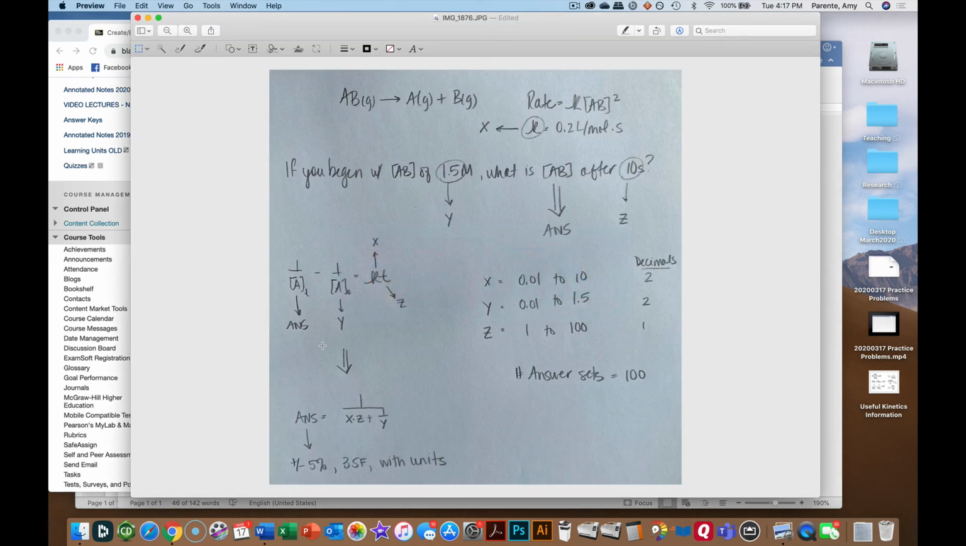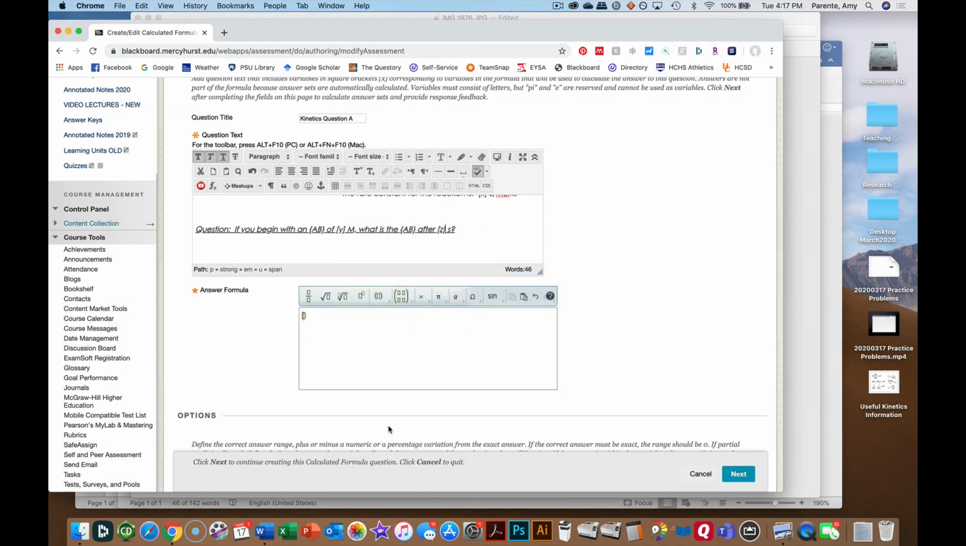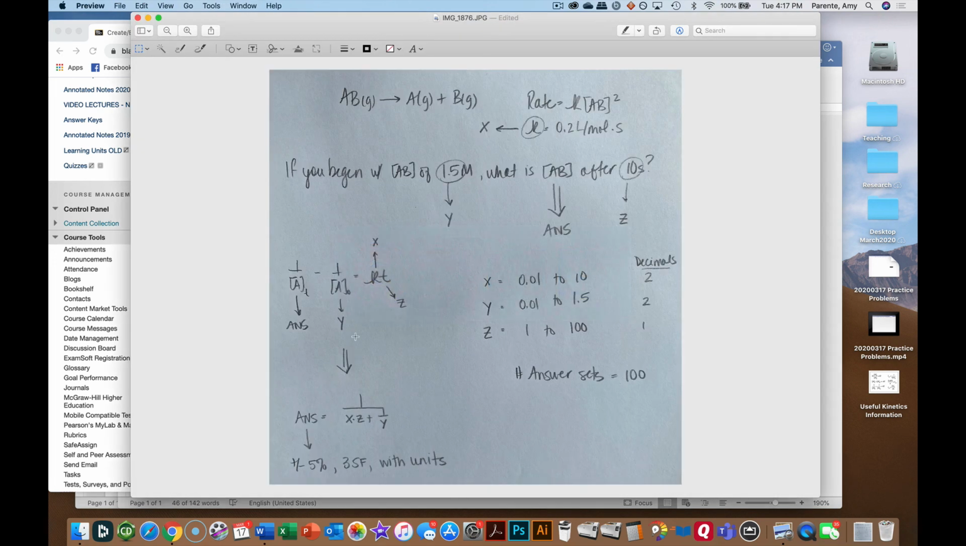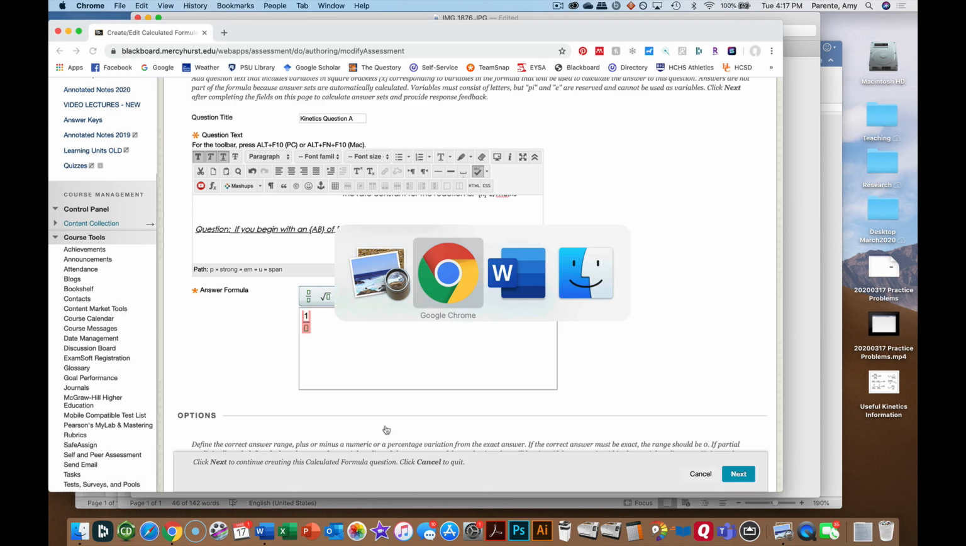So flipping back here, this is essentially what I need to write in for how Blackboard is going to calculate my answer. I need to say it's going to be 1 over x times z plus 1 over y. So I'm going to first tell it that I want to have a fraction here. So I'm going to create a fraction. My numerator is going to be 1, just like I have here. And then my denominator is going to be x times z plus 1 over y.